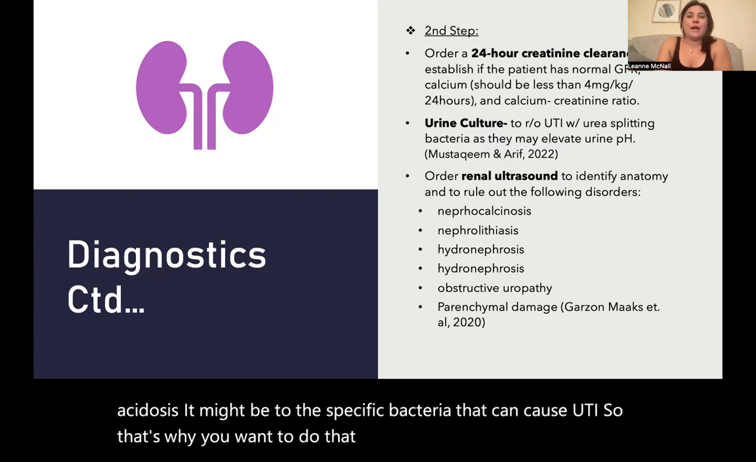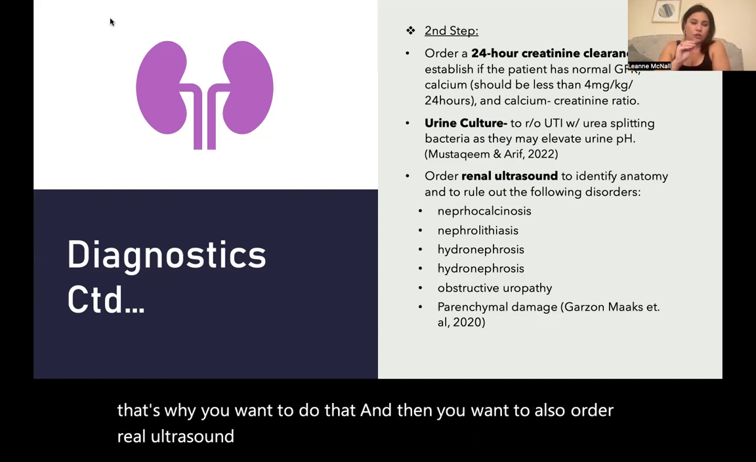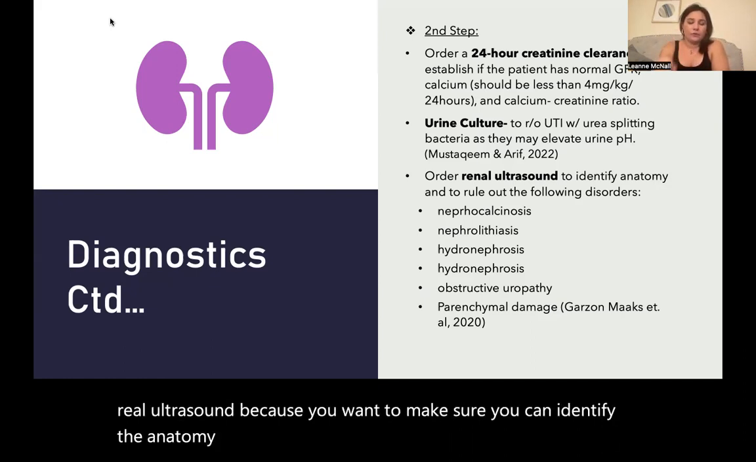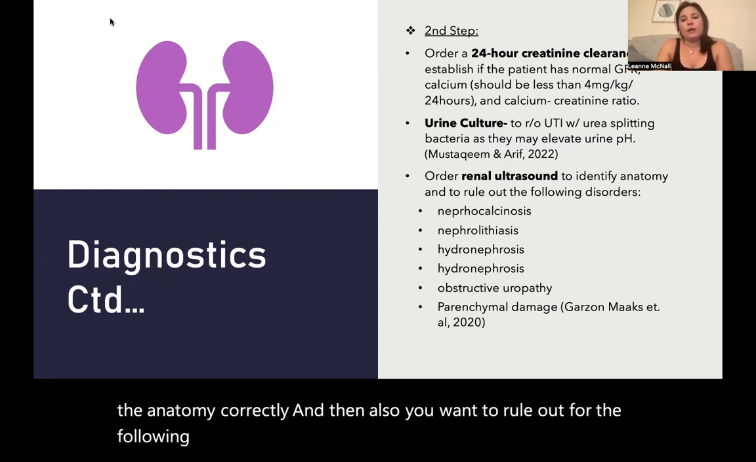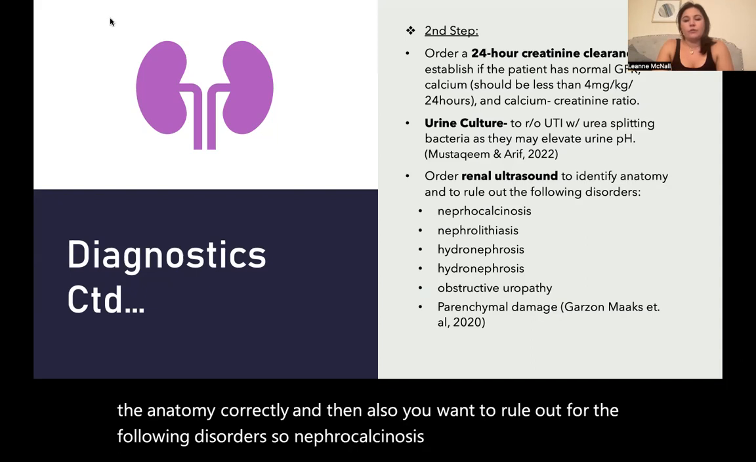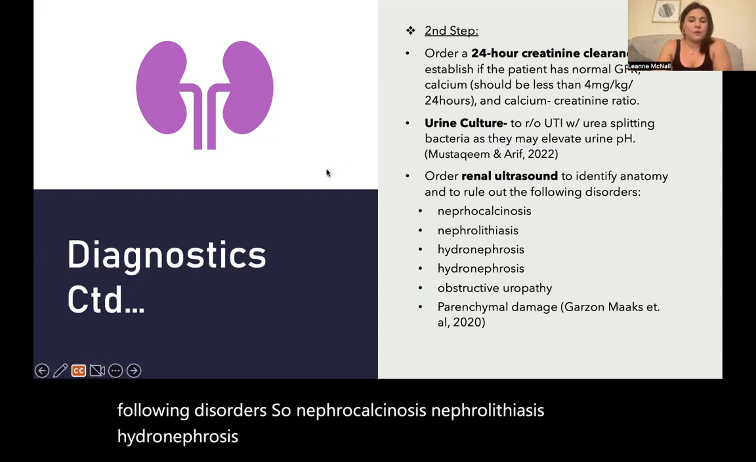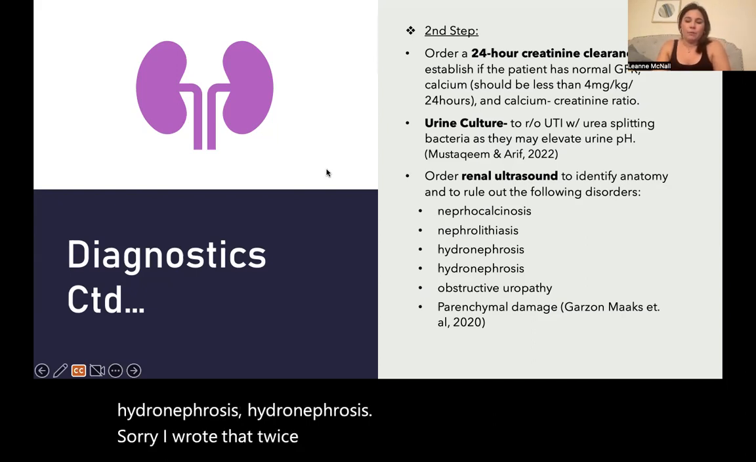And then you want to also order a renal ultrasound, because you want to make sure you can identify the anatomy correctly. And then also you want to rule out the following disorders: nephrocalcinosis, nephrolithiasis, hydronephrosis. Oops, sorry, I wrote that twice. And then obstructive uropathy, and then parenchymal damage.